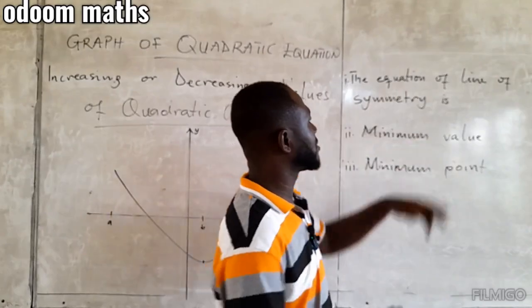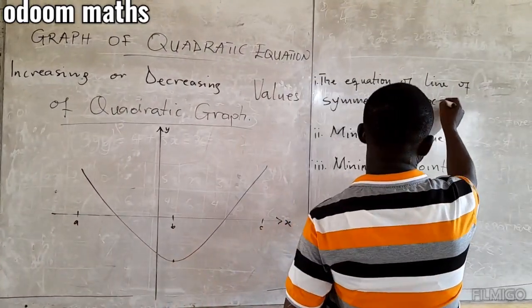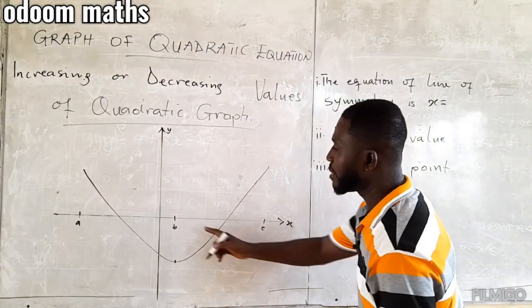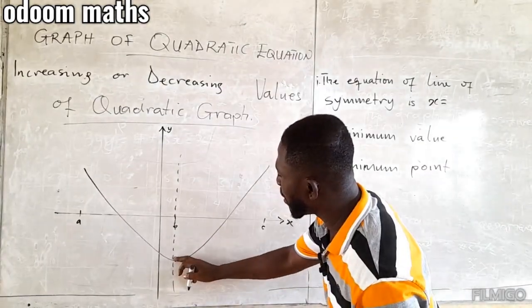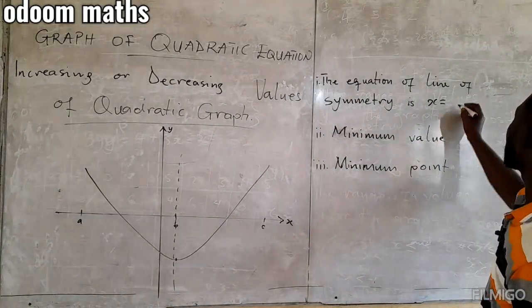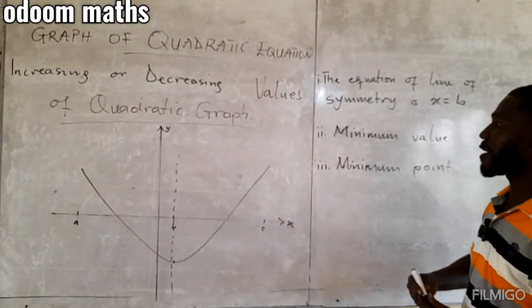So the equation of line of symmetry is x is equal to, per this diagram, the line divides the graph through b. So it's x equal to b. That is the equation of line of symmetry.